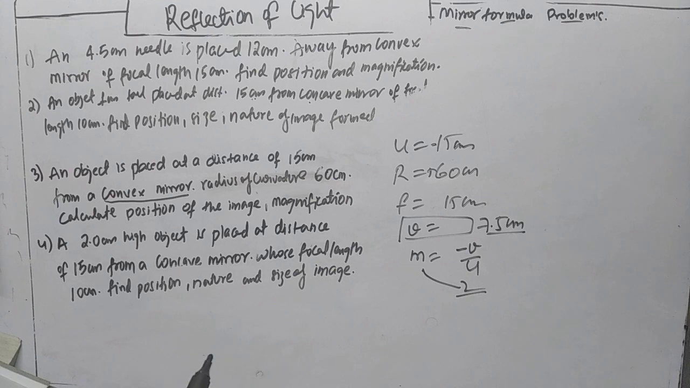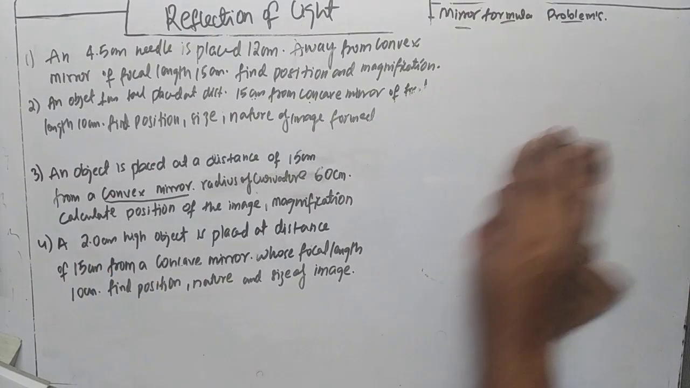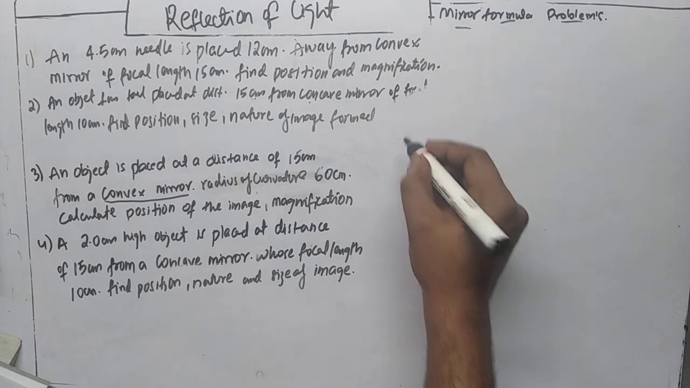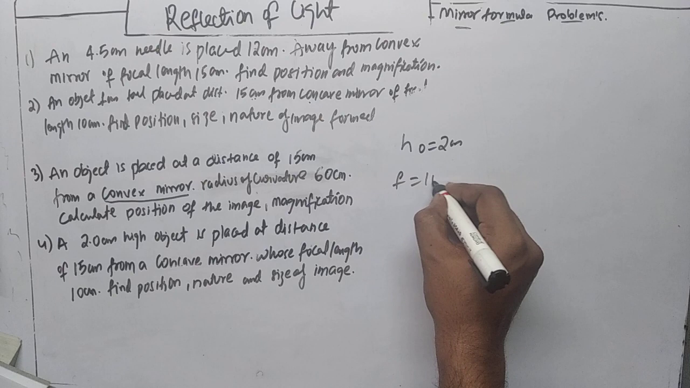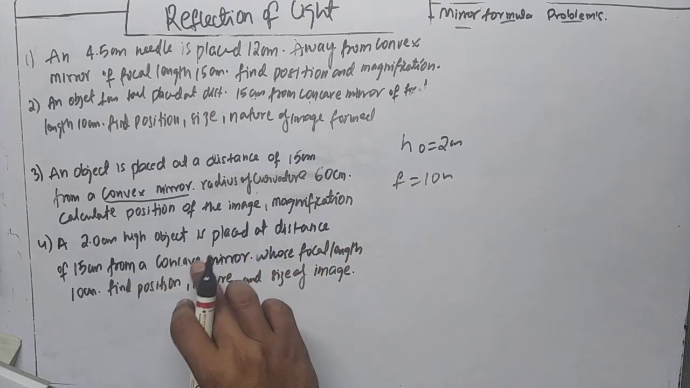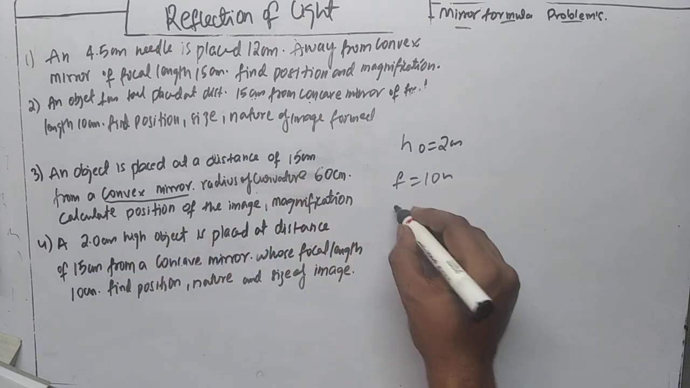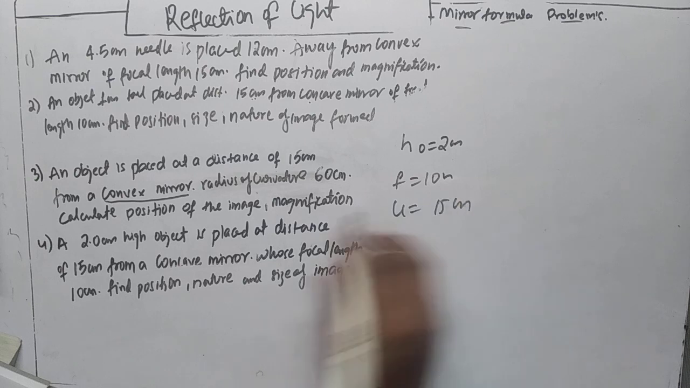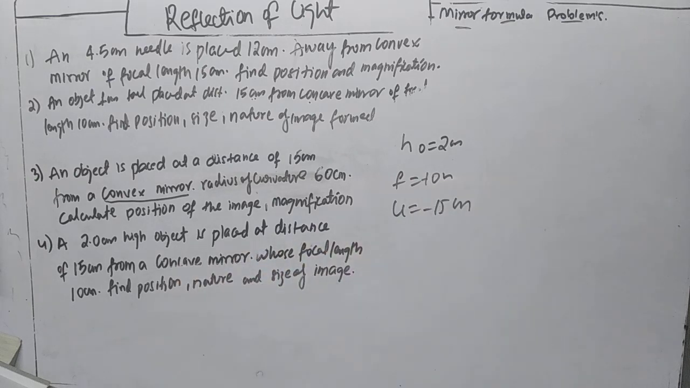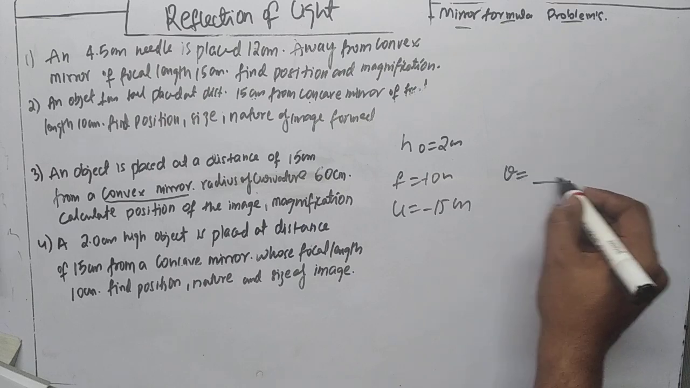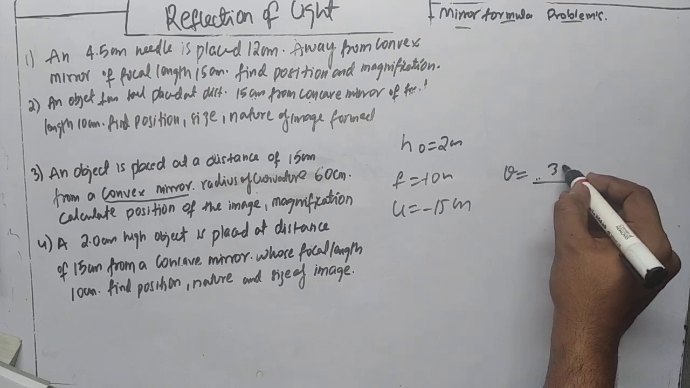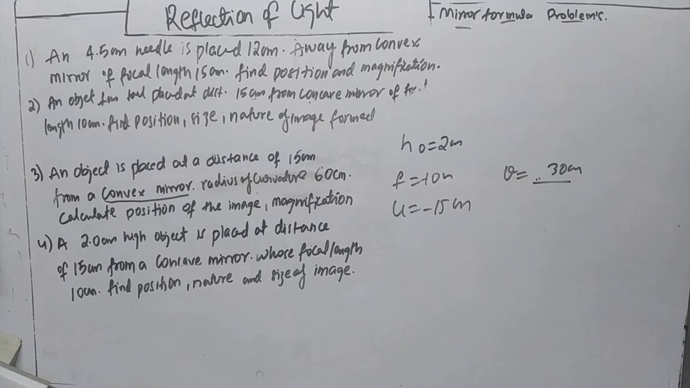Fourth question is also simple. Height of the object is given as 2 centimeter, focal length is 10 centimeter, and u value is 15. This is a concave mirror, so both values will be negative. So you substitute this f and u value, you are going to get the v value, 30 centimeter.